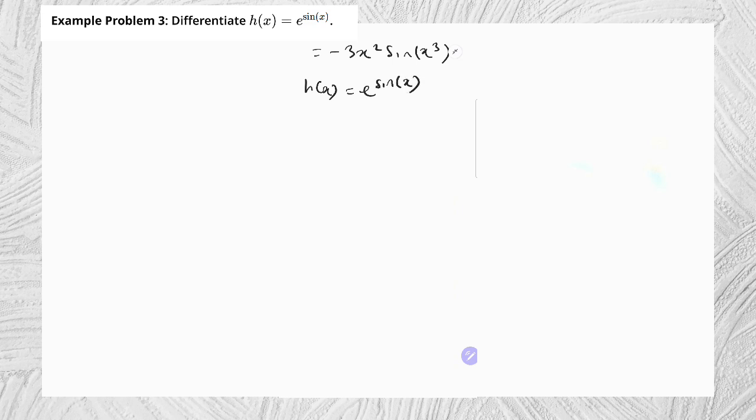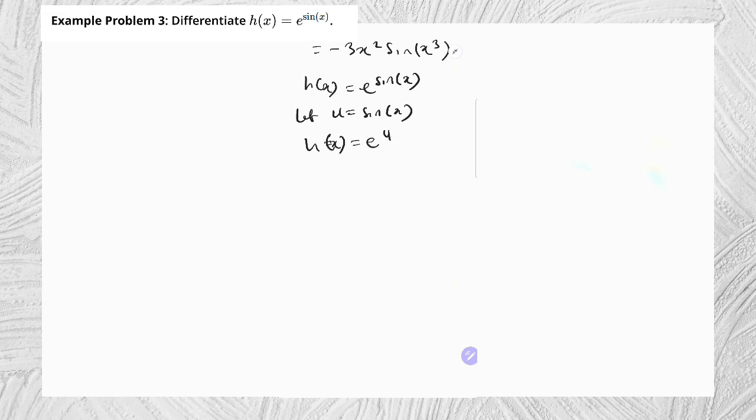For this question, we're asked to differentiate h of x is equal to e raised to power sine x. So let u equal sine x, so that h of x equals e raised to power u. Now, differentiate e raised to power u with respect to u, and you're going to have d du of e raised to power u is equal to e raised to power u, where e is the exponential. Now, differentiate u equals sine x, and you get du dx is equal to cos x.